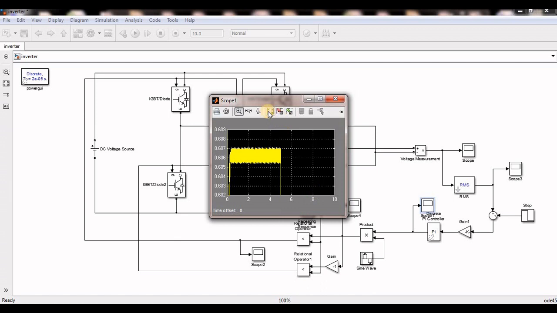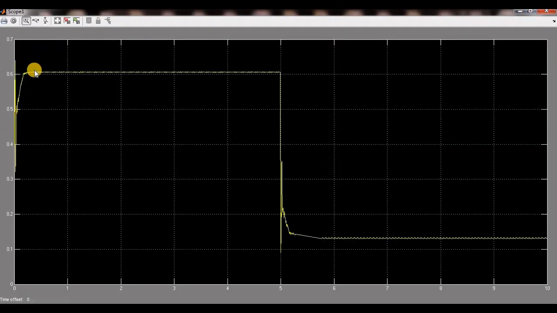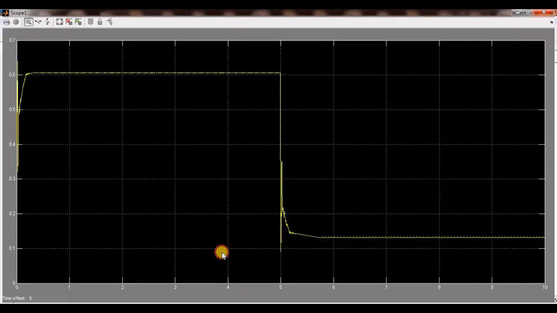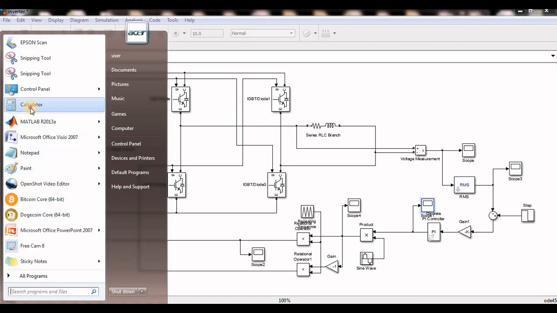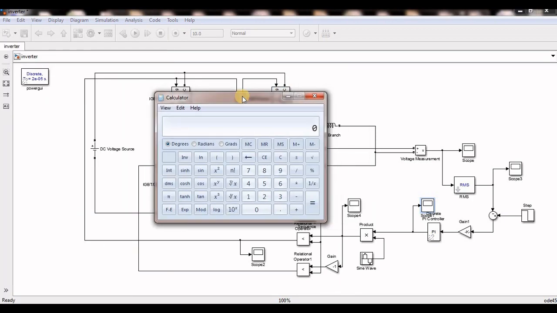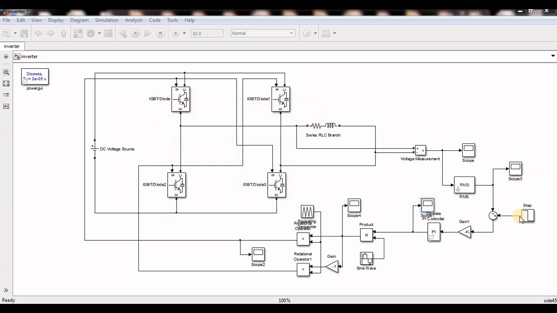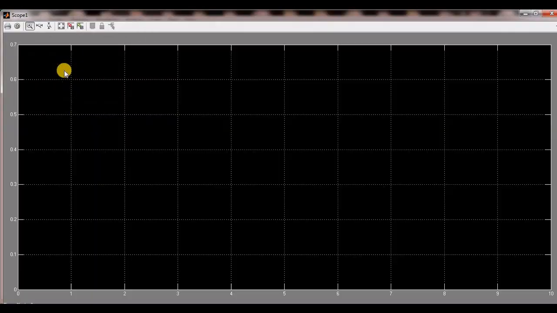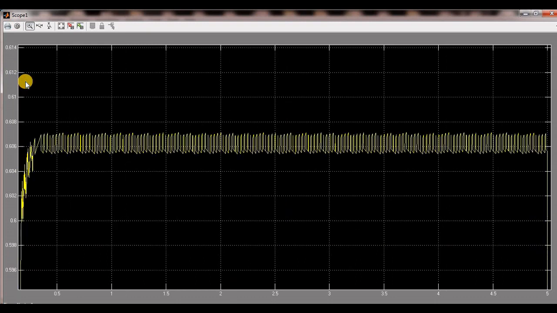So this is my modulation index. See, for 200 volts, I require a modulation index of 0.6. At 100 volts, my modulation index is very less. The simple thing is 320 volts is my peak. So 320 into 0.6, so nearly 200. So my reference is 200. So I am getting nearly 0.606 as my modulation index.